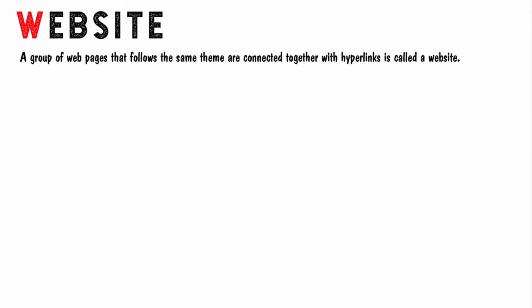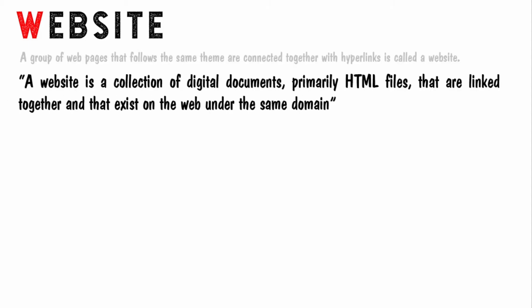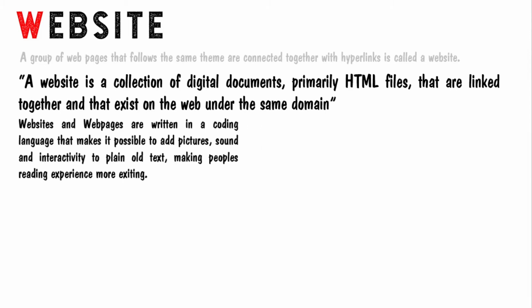Website. A group of web pages that follow the same theme and are connected together with hyperlinks is called a website. A website is a collection of digital documents, primarily HTML files, that are linked together and that exist on the web under the same domain. Websites and web pages are written in a coding language that makes it possible to add pictures, sound and interactivity to plain old text, making people's reading experience more exciting.